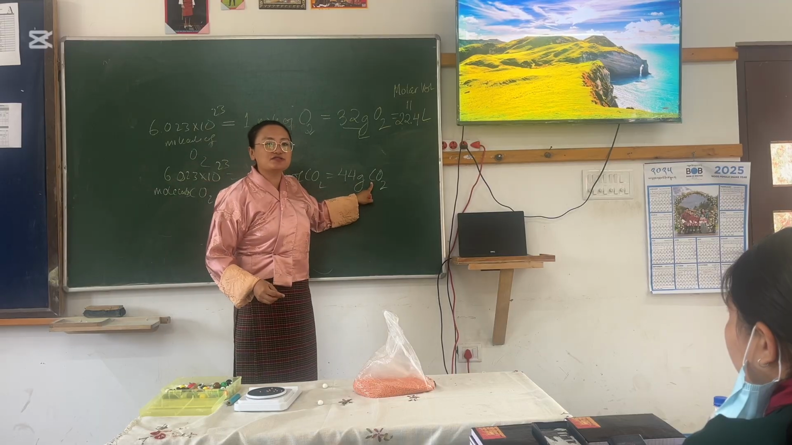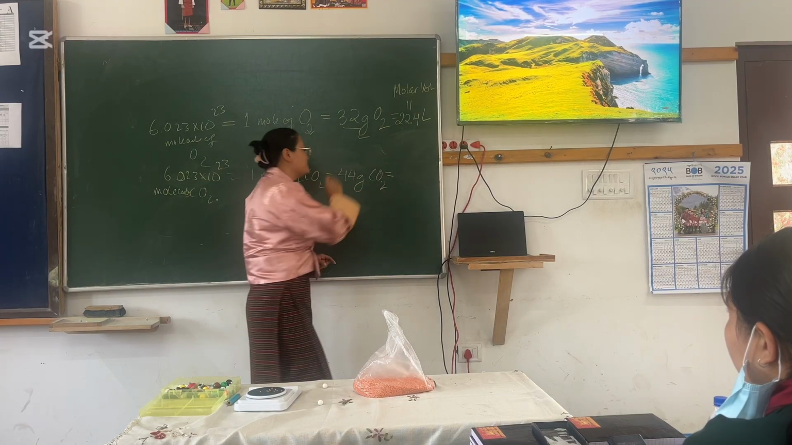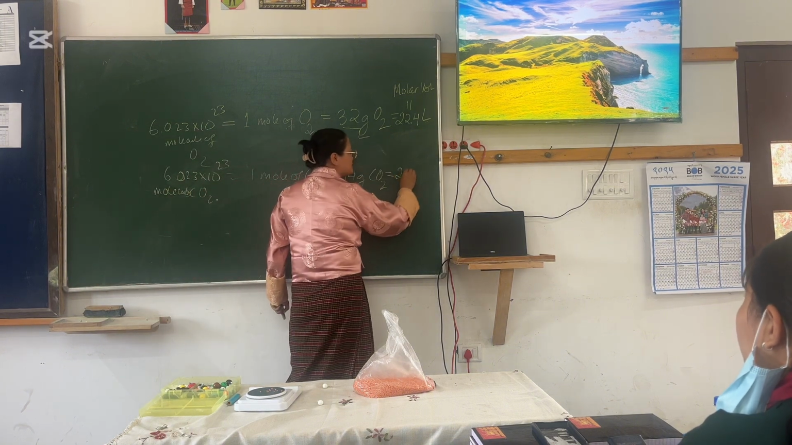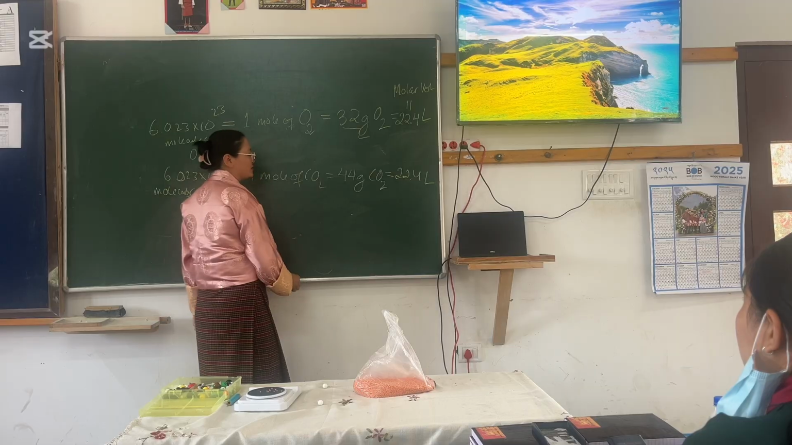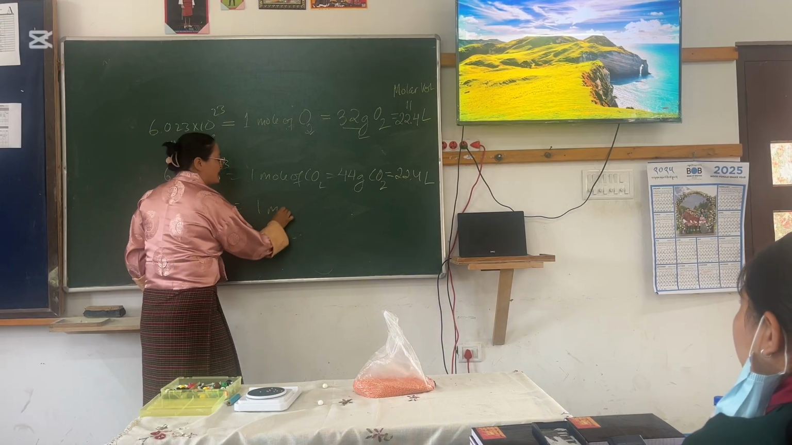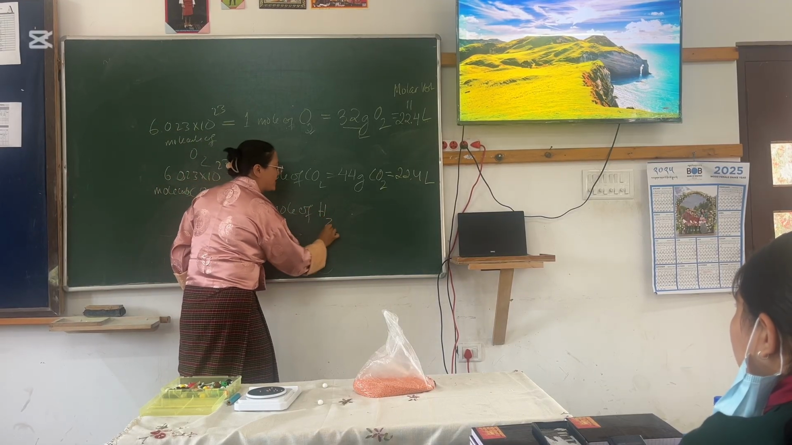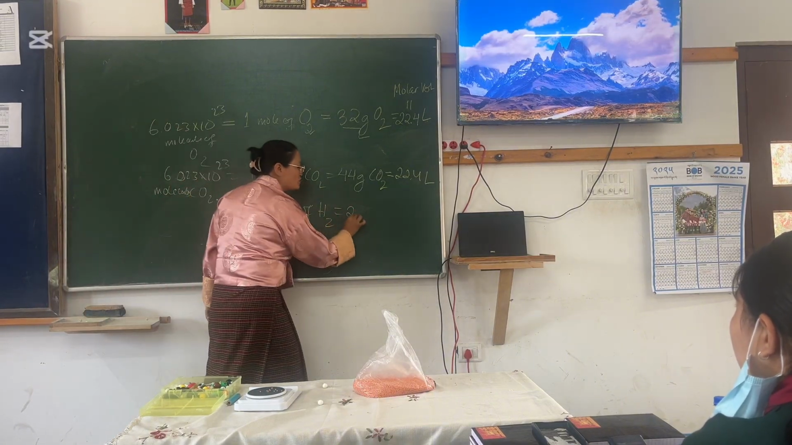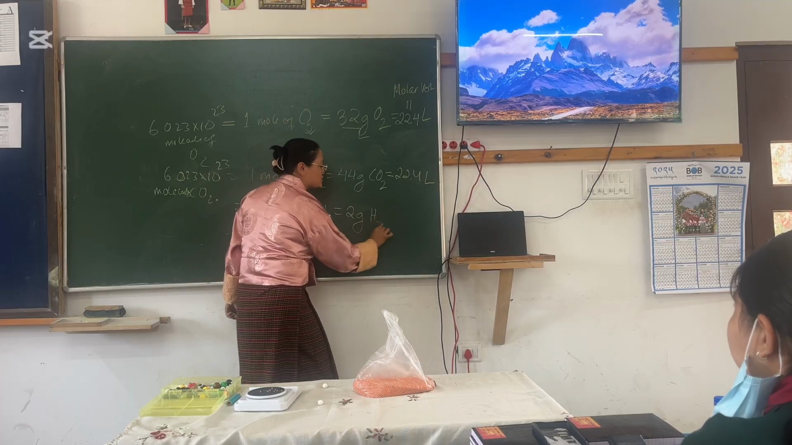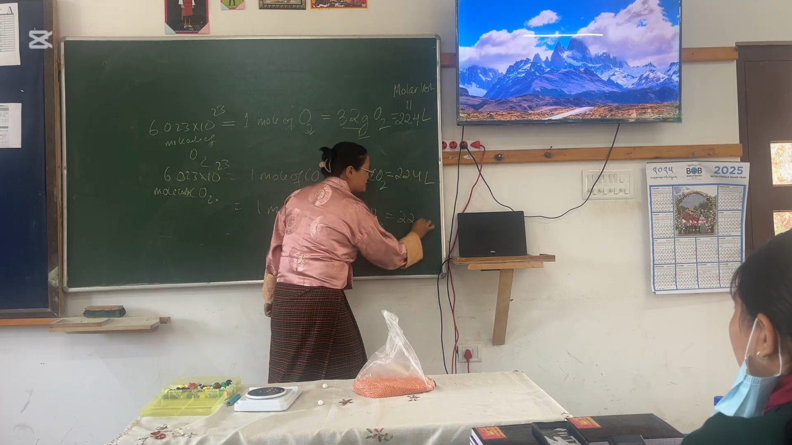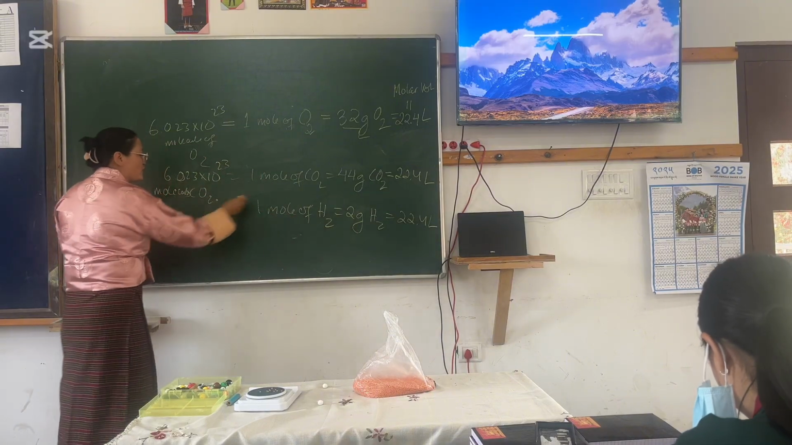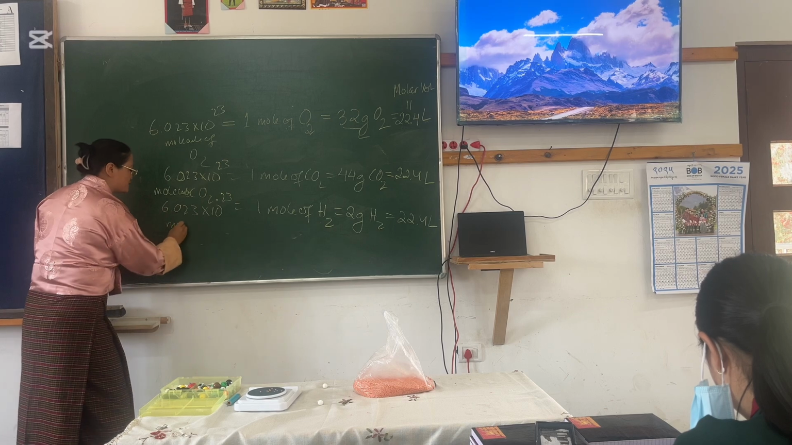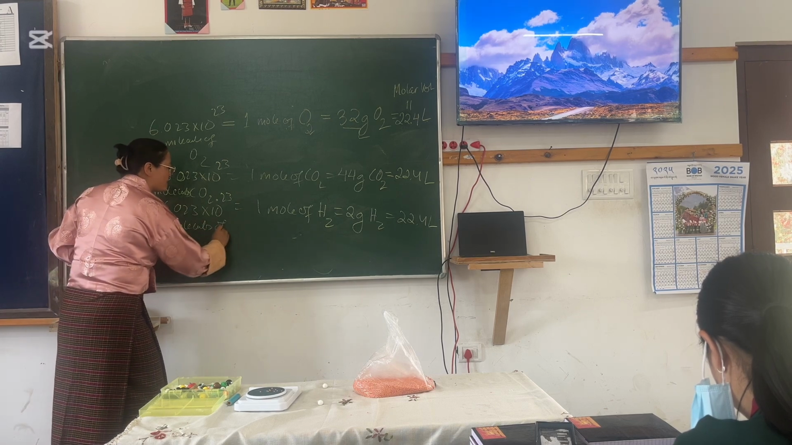Now 44 grams of CO2, in terms of volume, how much is it? 1 mole of CO2, again 22.4 liters. Okay. Now let's say I asked you to get 1 mole of hydrogen gas. In terms of weight, how much is it? 2 grams. Now in 2 grams of hydrogen, in terms of volume, it is 22.4 liters. Then 1 mole of hydrogen means, in terms of number, 6.023 times 10 to the power 23 molecules of H2.